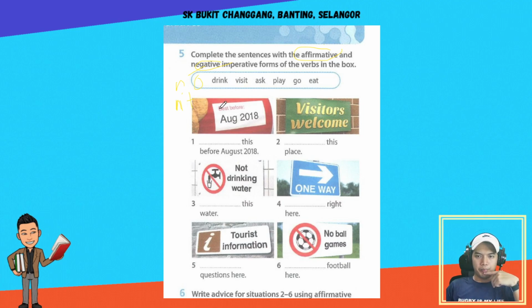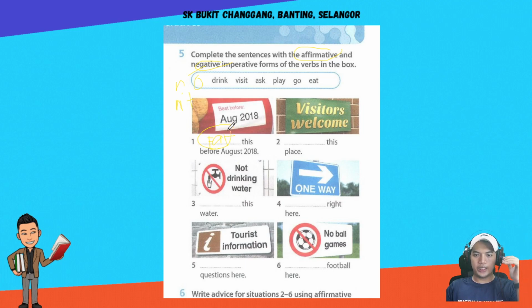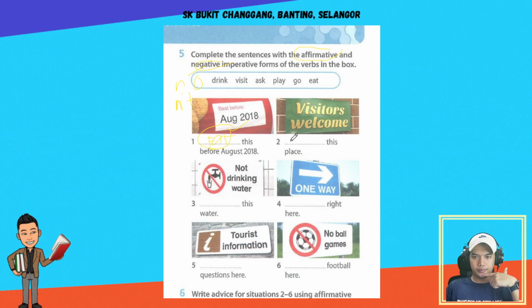For example, best before August 2018. So this one, eat this. Okay, sebab ni, I think this is a biskut-biskut kan. So, we put it. Remember, it is imperative. Kata arahan ataupun kata suruhan. This one, positive. Okay. Number two, visitors welcome. So, this one, visit because of visitor welcome. So, here we just write visit. Alright.